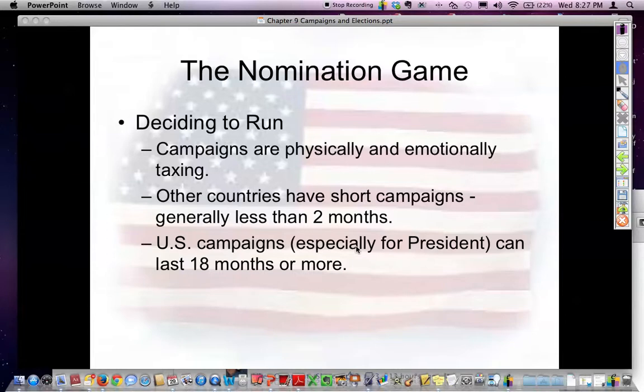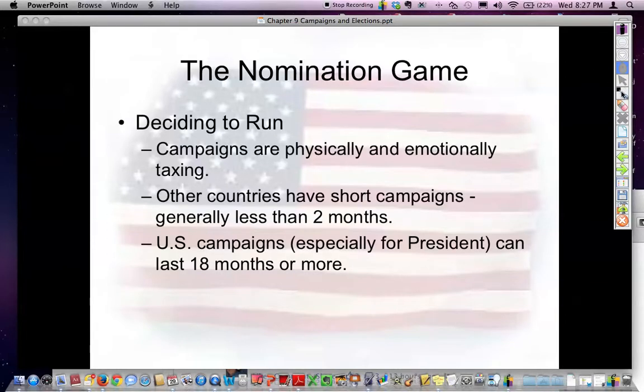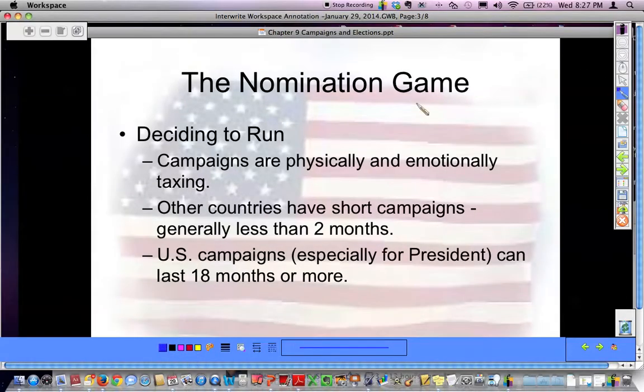Deciding to run can be very difficult. Normally what we see is when a person decides to run, more often than not, they are a senator or a governor. Oftentimes, like Paul Ryan, who was a vice presidential candidate in 2012, he was a member of the House. But if you have good name recognition in the Senate, like Senator Mitt Romney, or Governor Bill Clinton, or Governor George Bush, that's normally what happens.